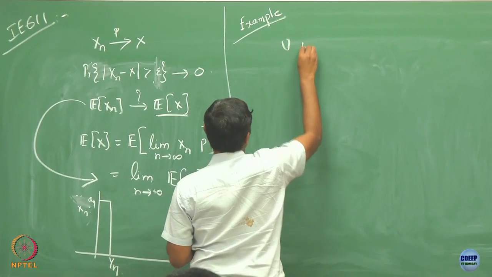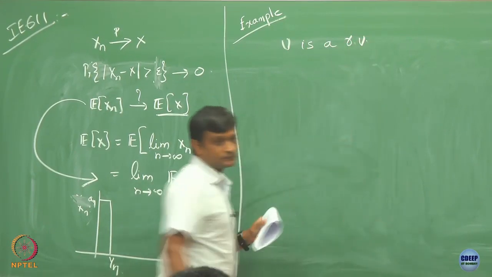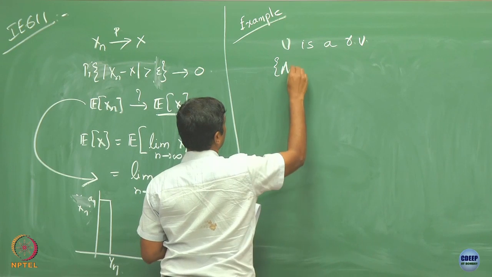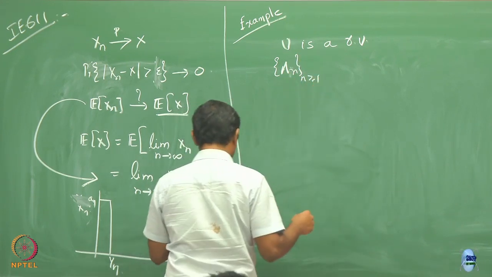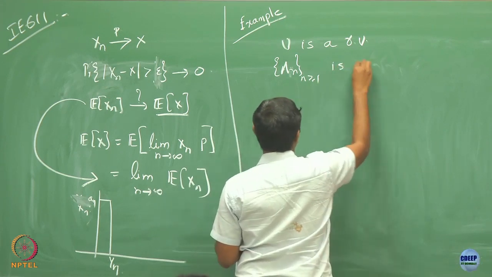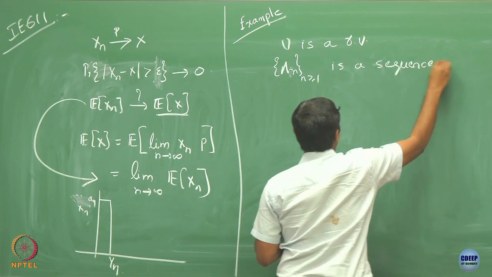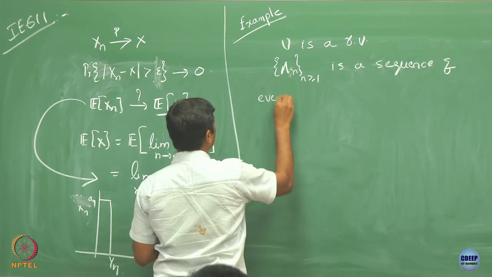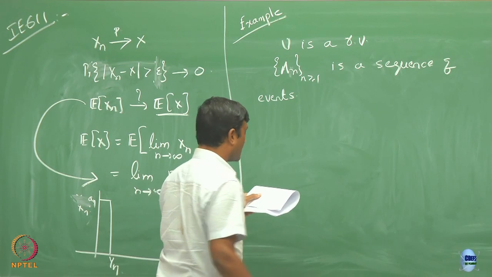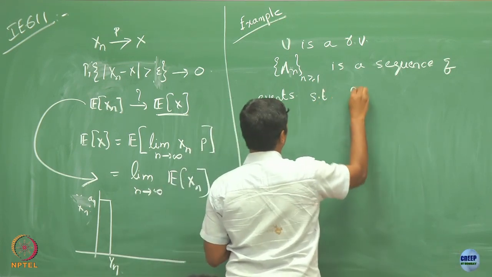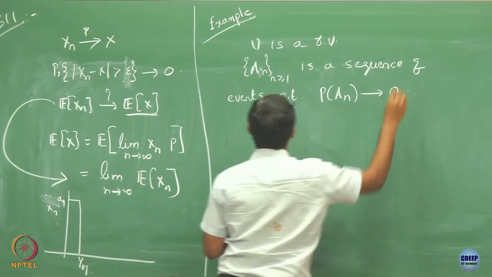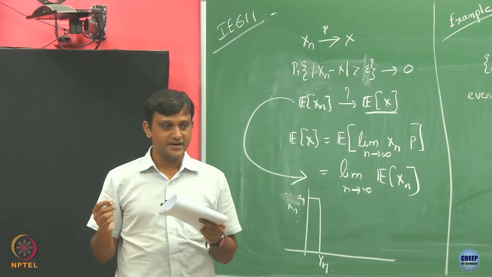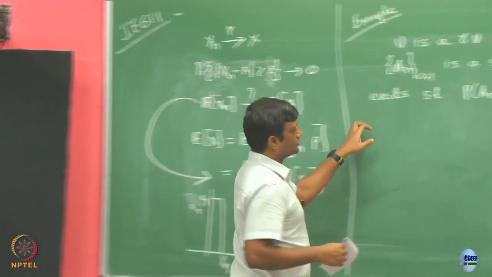So let's say u is a random variable. Okay, now I'm going to, such that, so let's say I have a random variable u, I have a sequence of A_n's which are events, and these events are such that their probability goes to 0 as n goes to infinity.